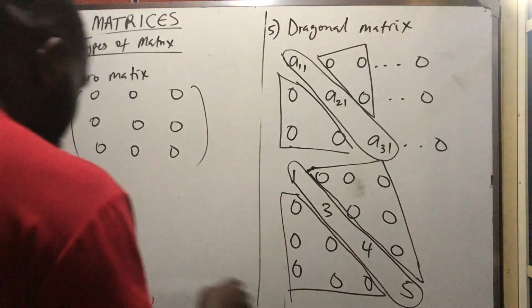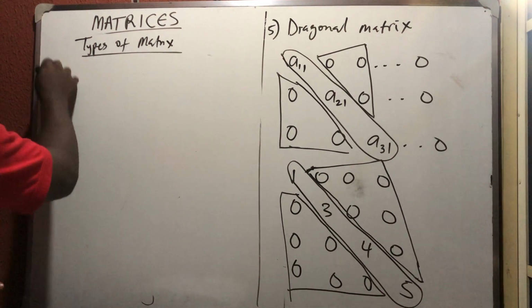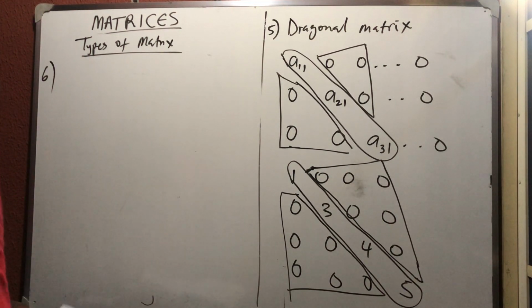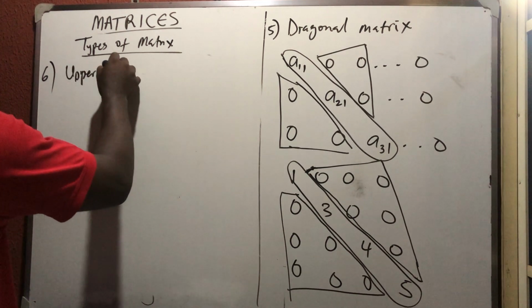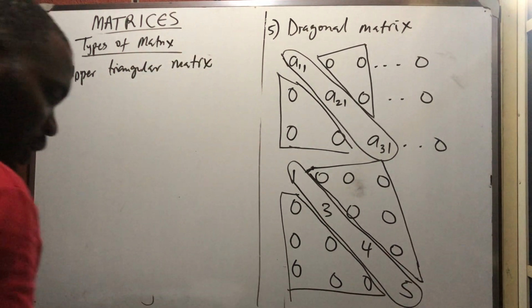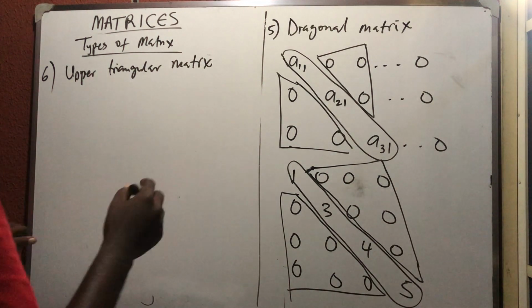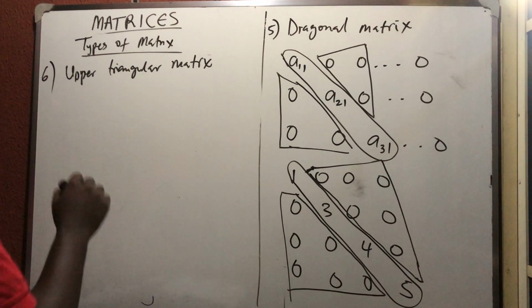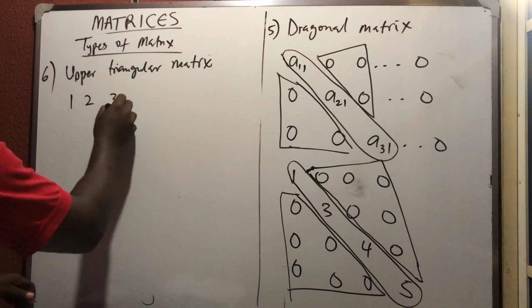So the next one, number 6, is the upper triangular matrix. Now, in an upper triangular matrix, first of all, the diagonal will be numbers, and equally the upper triangular part will have numbers. So what do I mean by that? Let me just give a straight example. I'm going to have maybe 1, 2, 3, 4.